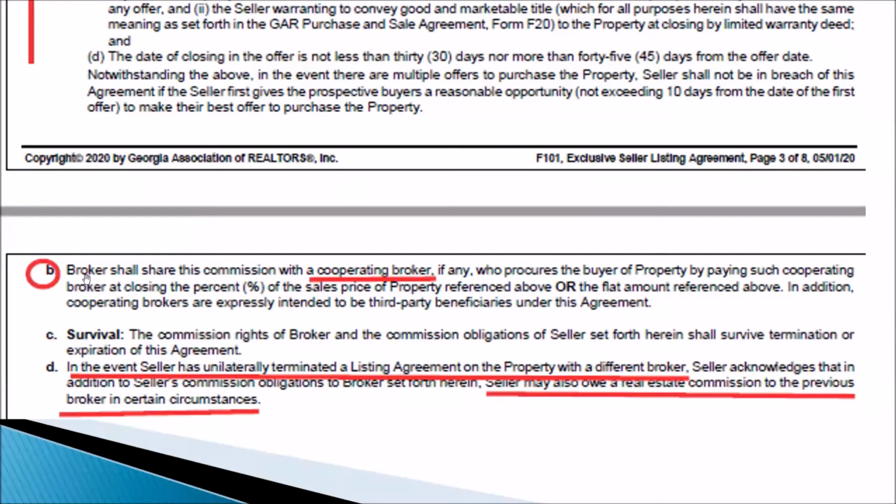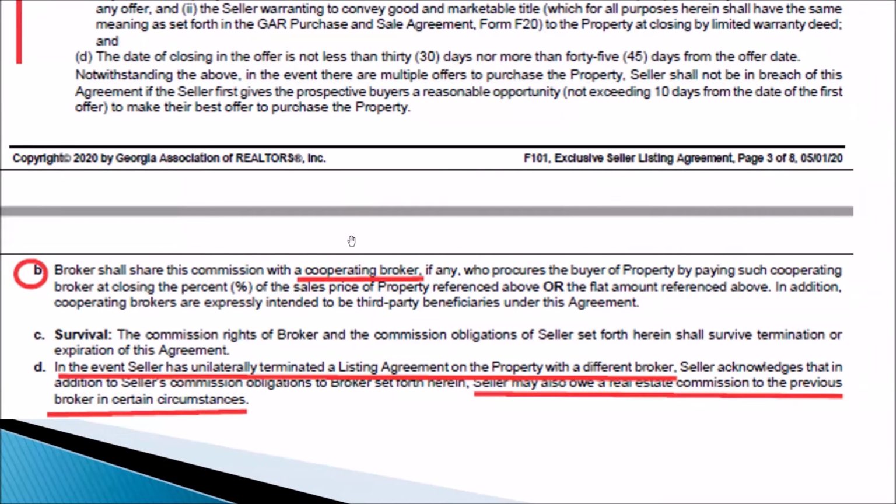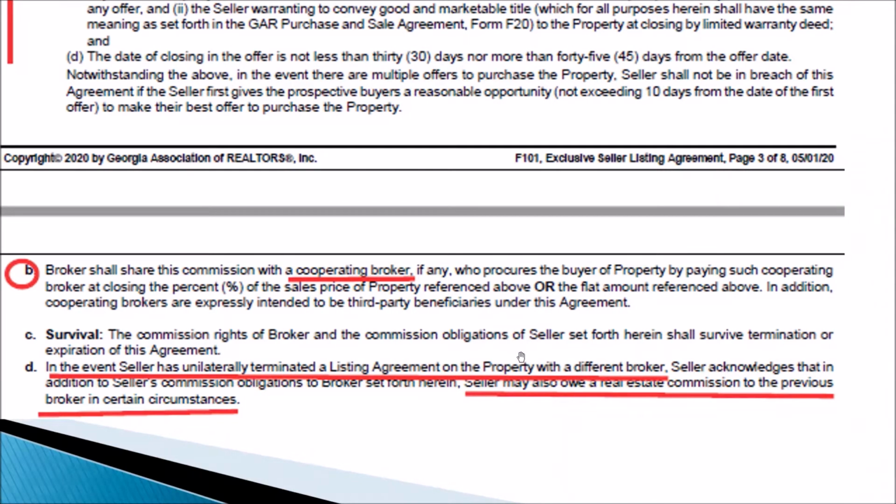And the broker shall share the commission with the co-op broker, if any, who procures a buyer for the property by paying the cooperating broker the percent, and we discussed that on the front page. If the seller has unilaterally terminated a listing agreement on the property with a different broker, unilaterally, that's the key right there, the seller may also owe a real estate commission to the previous broker in certain circumstances.